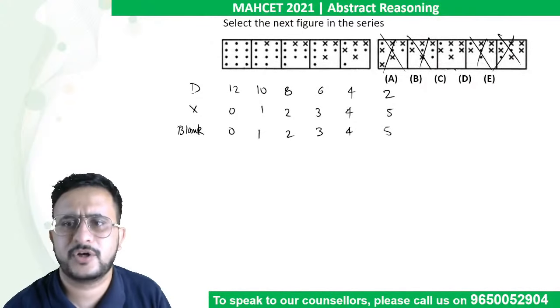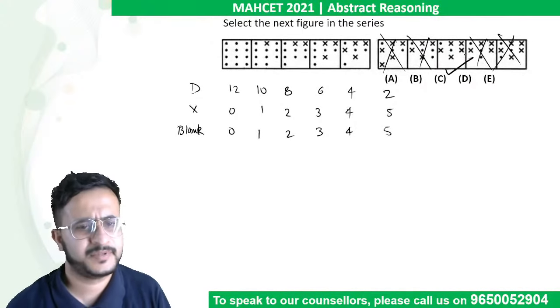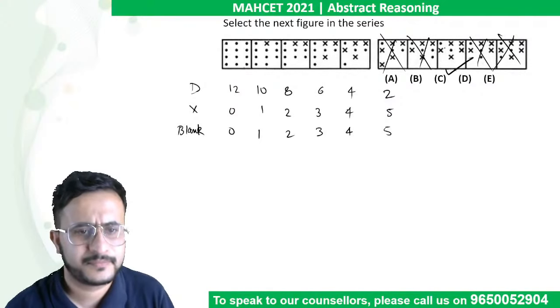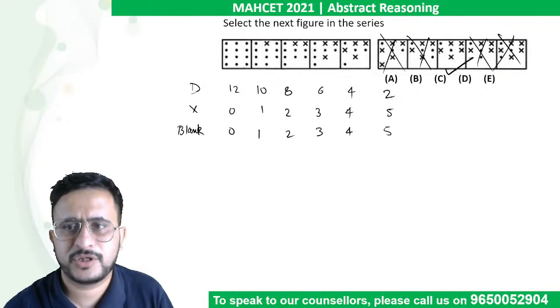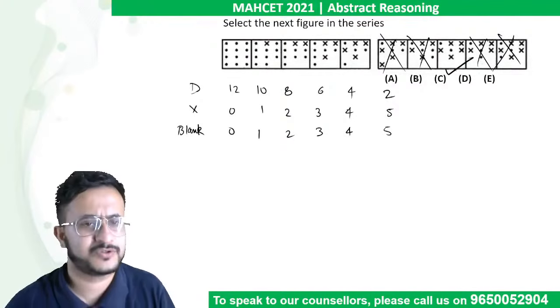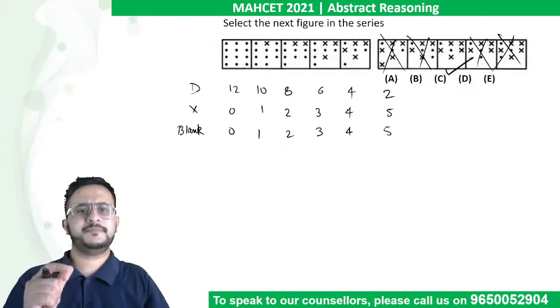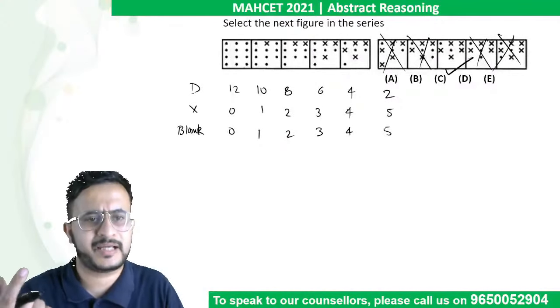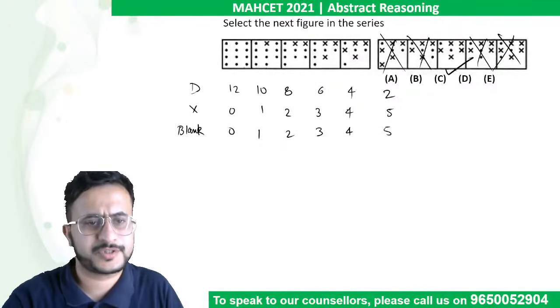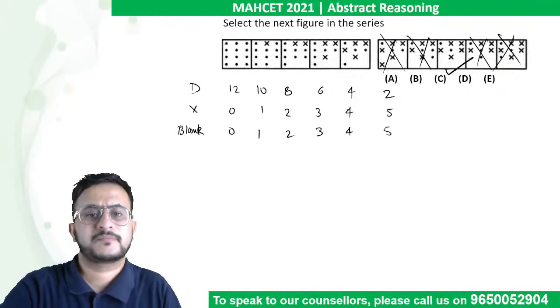So 3 dots, 4 dots, 3 dots. Achha, so directly you can say option C is the answer, right? C is the answer. 2 dots, 5 crosses, and 5 blanks also. Okay, so in every shape you are increasing 1 cross and 1 blank, and you are decreasing 2 dots. Clear?